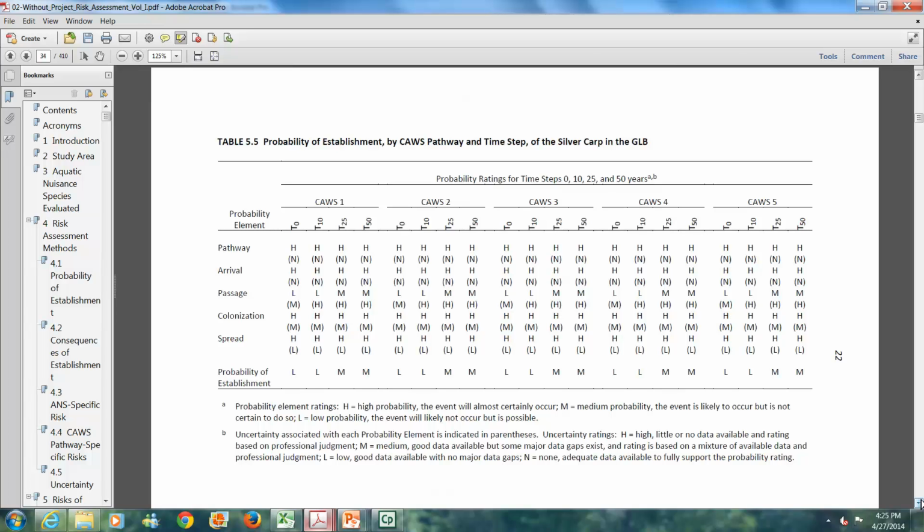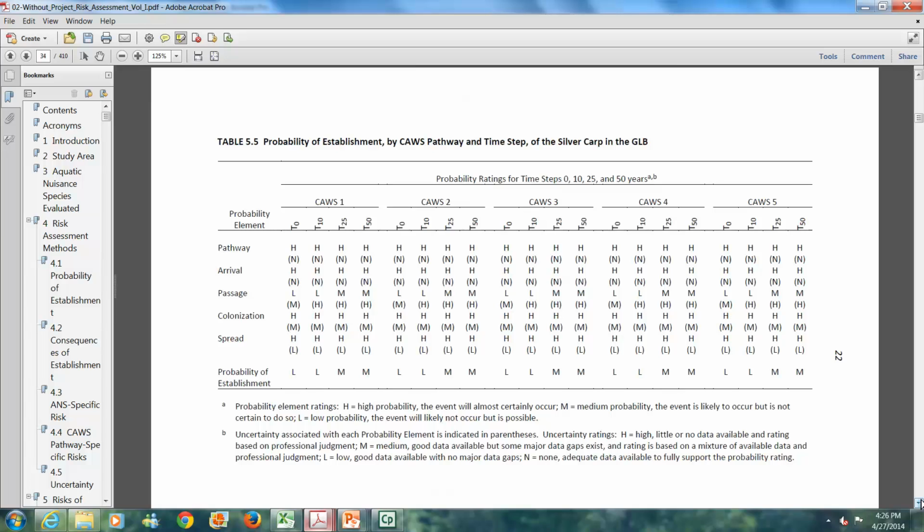And you may remember when we were looking at the map showing the shore of Lake Michigan, we found 5 different ways, 5 different pathways for species to get from the Mississippi River into Lake Michigan. These are those 5 different pathways. Let's just focus on cause 1, pathway number 1. Underneath that header, you see 4 other columns, T0, T10, T25, and T50.